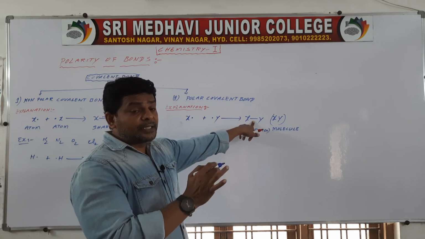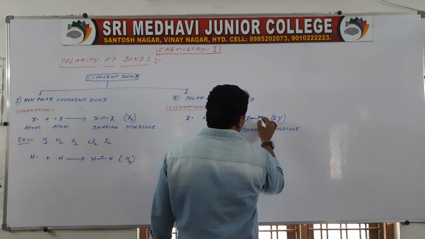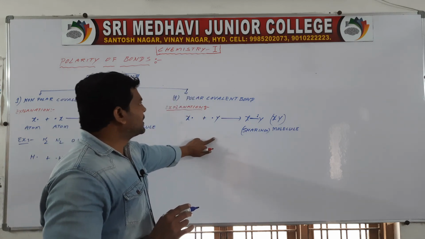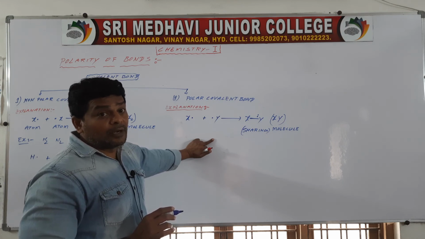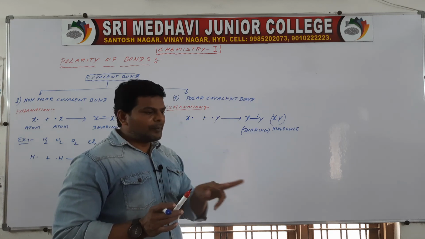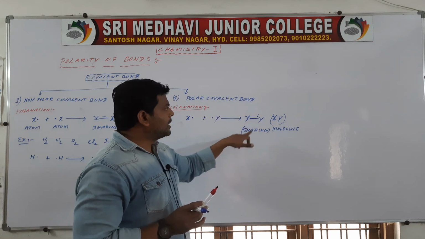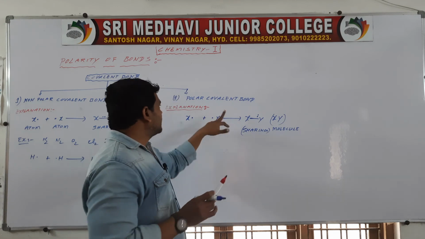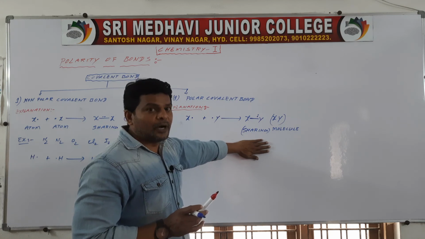Now the electron pair is nearer to one atom's nucleus. So this is nothing but a polar covalent bond. Why? Because here the electron pair is displaced, not in the center between the two atoms' nuclei. So in this polar covalent bond, the electron pair is nearer to one atom. So that is nothing but polarity, the polarity of the bonds.